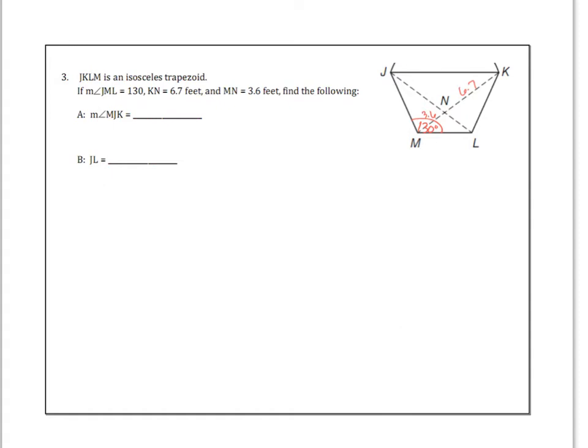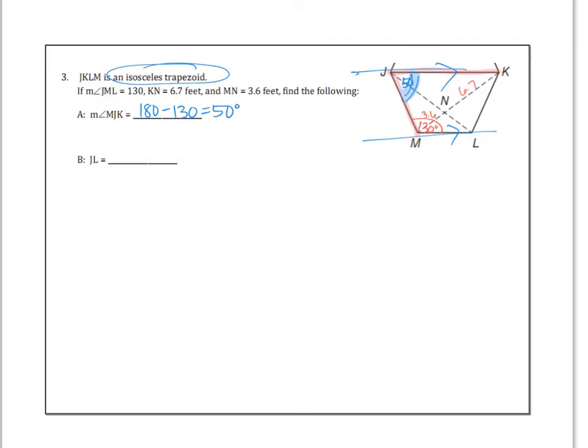Part A, the measure of angle MJK. MJK is this angle up here at the top. And so remember, if this is an isosceles trapezoid, which it says it is, these are parallel. And so angle J and M should add up to 180 because they're consecutive interiors. So 180 minus 130 would leave 50 degrees for up here in angle J.